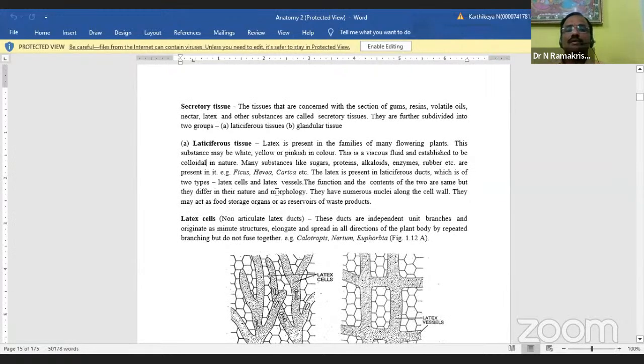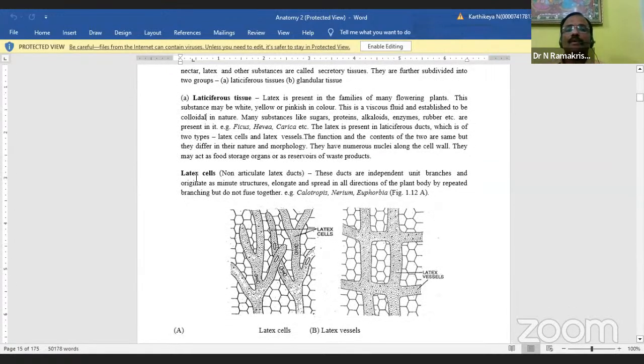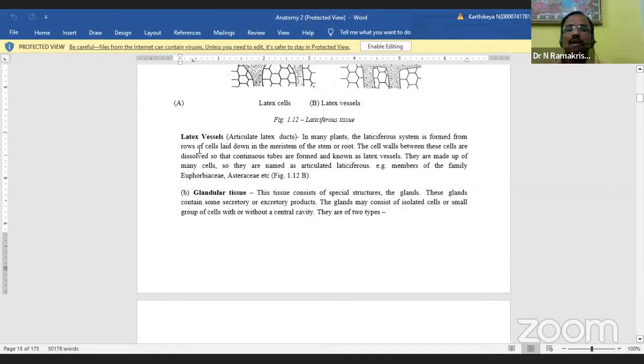One more is latex cells. Latex cells are independent units that branch and originate from minute structures, elongate and spread in all directions through the plant body, with repeated branching but without fusing together. Another one, which you have already completed, is latex vessels, tube-like structures.